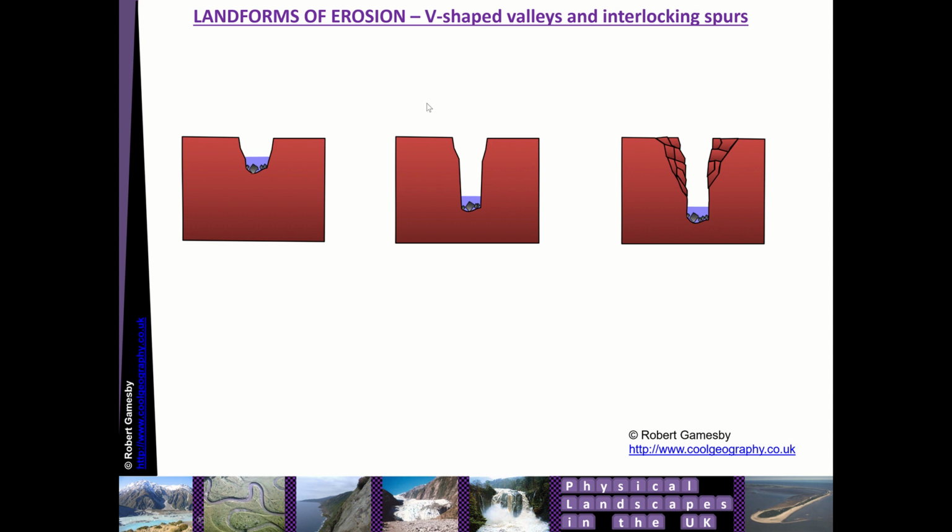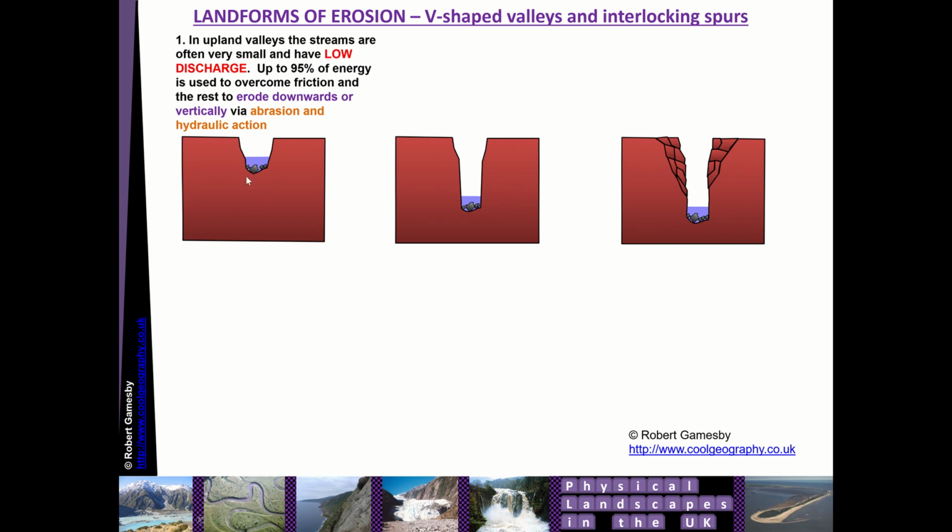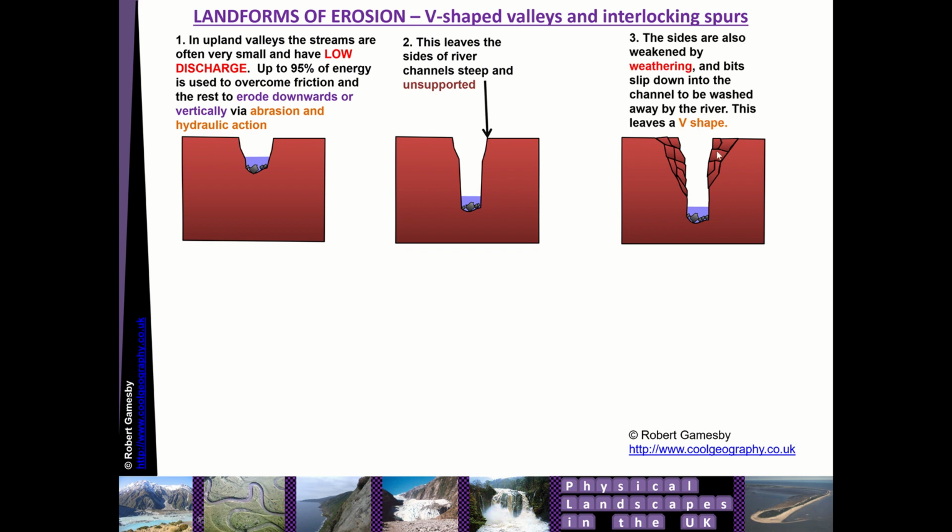The other landform of erosion that you need to know about is a V-shaped valley with interlocking spurs. So here you can see the sediments there. I've just animated them. They're being washed about by the river water and abrading downwards into the rock. So upland streams have low energy and they erode down via abrasion and hydraulic action. So that over deepens the valley, and leaves the steep channel sides unsupported, so they'll be weakened by weathering processes like freeze thaw. Okay, and then bits of that valley side will collapse into the channel and leave you with that classic V shape.